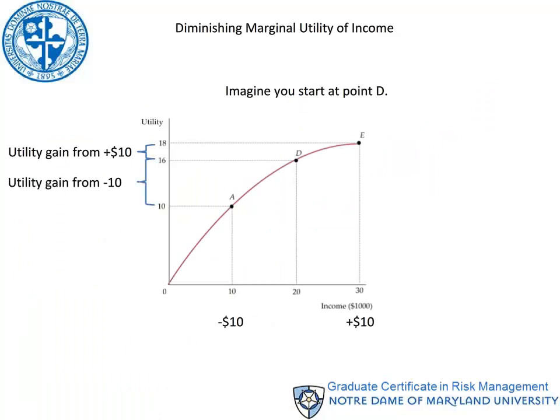Because of diminishing marginal utility, a $10,000 loss reduces utility more than a $10,000 gain increases it. Imagine you start at point D. Your utility level is 16. An additional $10,000 increases your utility by 2. A loss of $10,000 decreases your utility by 6.